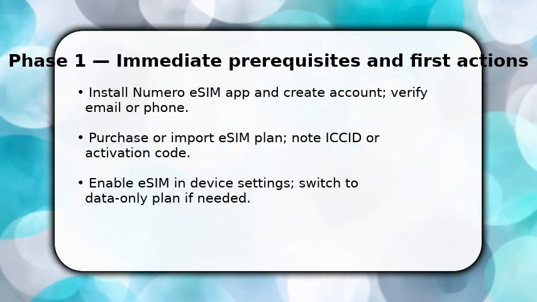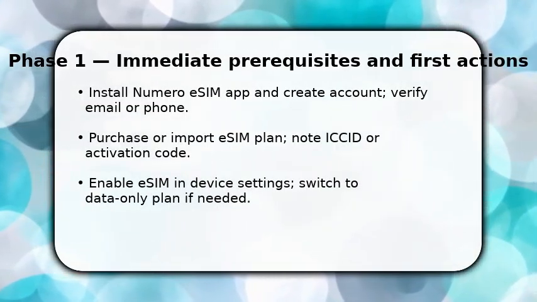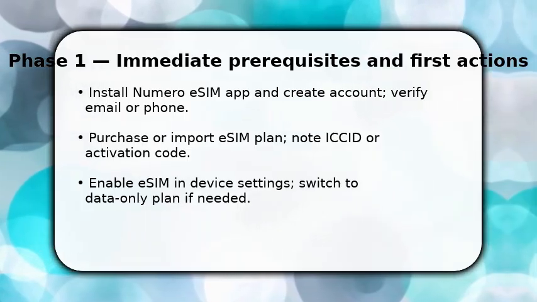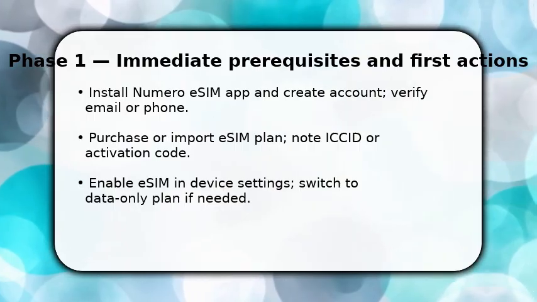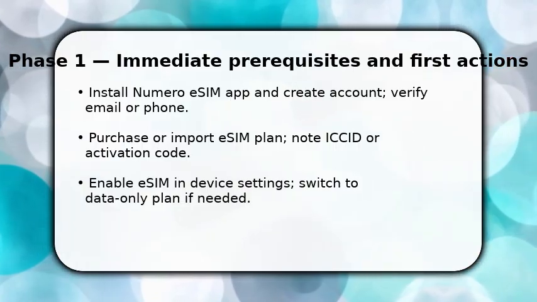You start by opening Numero eSIM and signing in. This ensures the app stores your eSIM profile securely. Next, purchase or import the specific eSIM plan you need for WhatsApp verification. You need the ICCID or activation code to proceed.